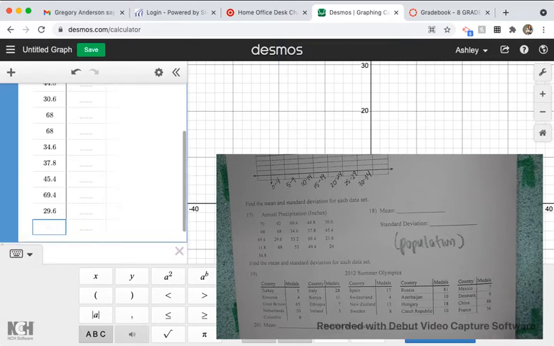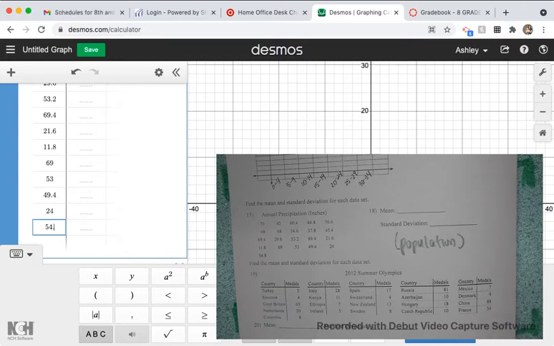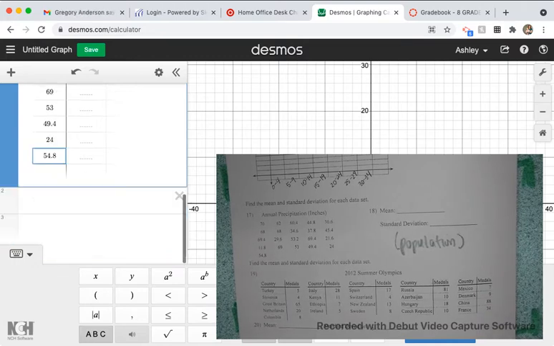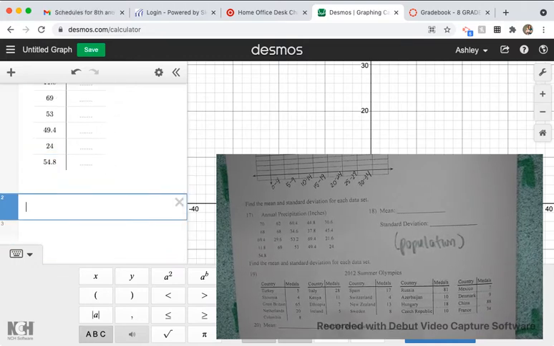29.6, 53.2, 69.4, 1.6, I wrote that right. 11.8, 69, 53, 49.4, 24, 54.8. Okay, so the first thing we need to do is we need to figure out our mean.